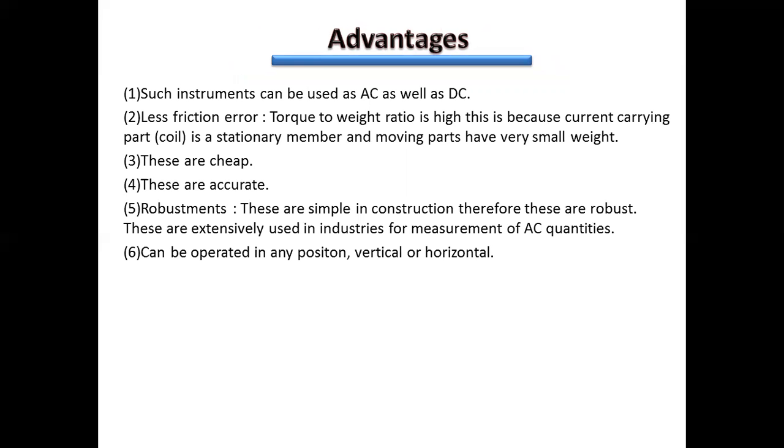The advantages of this instrument: this can be used for measuring AC as well as DC quantities. See, the magnetic attraction or repulsion principle works well for both AC as well as DC. So this can work for AC as well as DC supply. Its torque to weight ratio is high because you can get a good strong magnetic field because of a coil which is a stationary member. So friction error will be reduced.